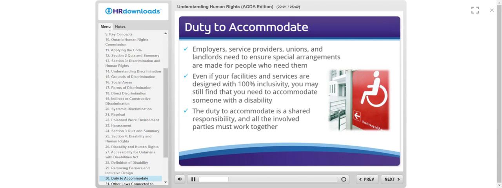Employers, service providers, unions, and landlords all share a duty to ensure special arrangements are made for people who need them. Even if your facilities and services are designed with 100% inclusivity, you may still find that you need to accommodate someone with a disability. The duty to accommodate is a shared responsibility, and all the involved parties must work together to ensure accommodation solutions are successfully created. Landlords, for example, could provide automatic entry doors and accessible washrooms within their properties.